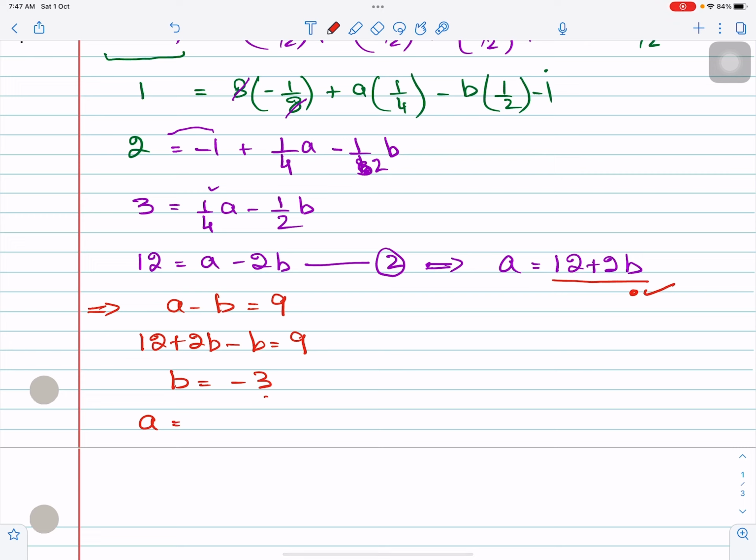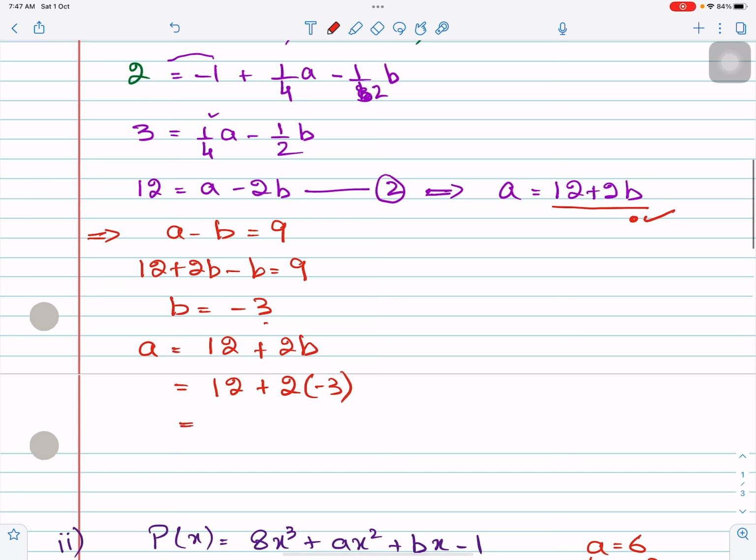Okay, so writing it here. A was 12 plus 2b. So I'm replacing the value of b here. So it will become minus 3, which is 12 minus 6, which is equal to what? 6. So I got the final value of a as 6 and b as minus 3.